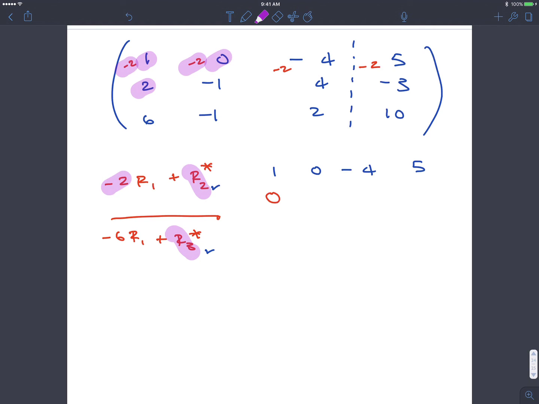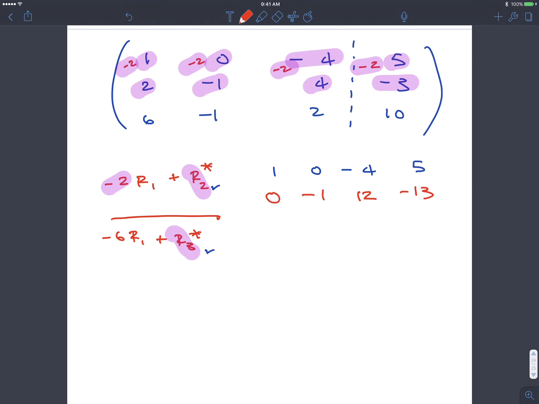-2 times 0 is 0. Plus -1 is -1. -2 times -4 is +8. 8 added to 4 gives me a 12. -2 times 5 is -10. Added to -3 is -13. This is my new row 2.